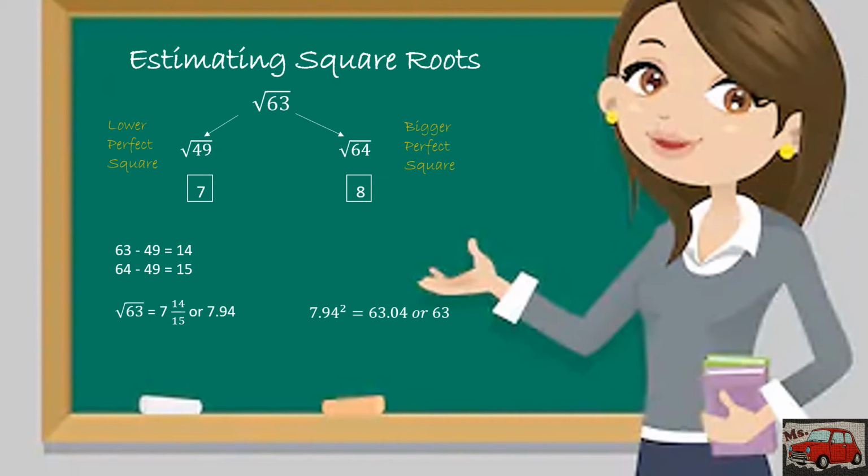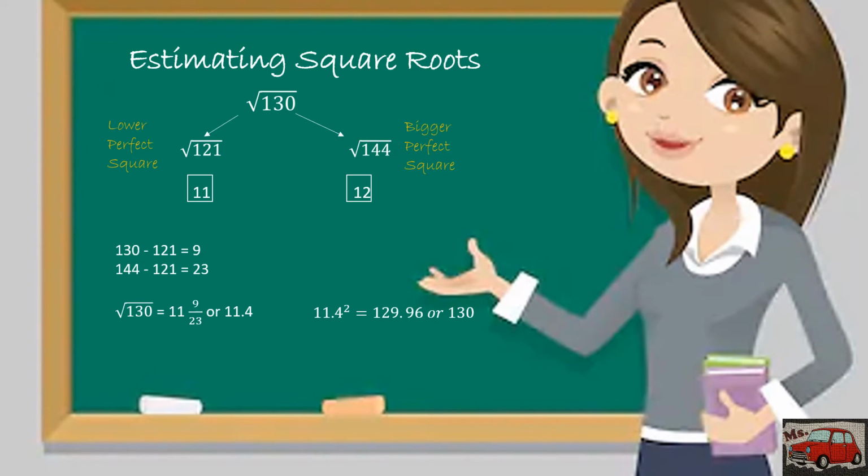Then we need to minus the 63 and the lower perfect square, which is 49, then we have 14. Next, we need to minus the bigger perfect square, 64, minus the lower perfect square, 49, and then we get 15. Now, the answer is the square root of 49, which is 7, and the fraction of 14 and 15, so our answer is 7 and 14 over 15, or 7.94. So let's check that by squaring the 7.94 and then we'll get 63.4 or just 63, which is yung sinasagutan natin square root.